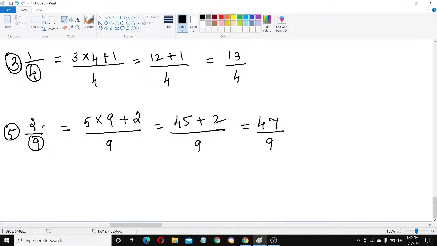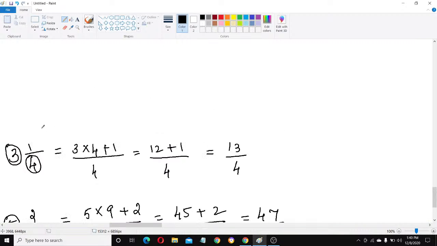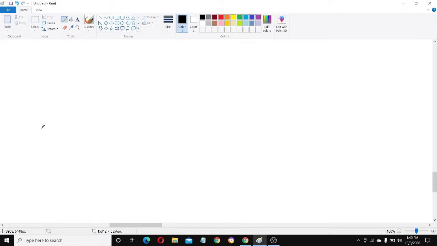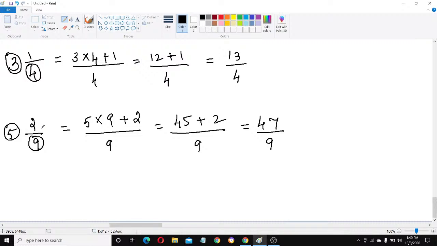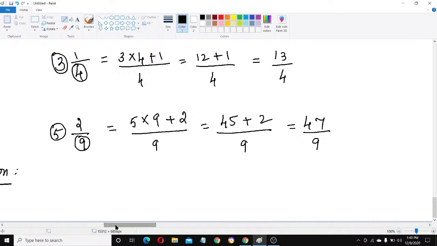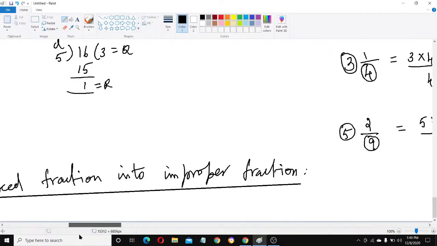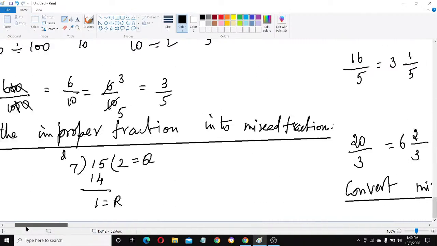So today in this class you learned what a fraction is. When we divide a full figure into equal parts, we get a fraction. So what is a fraction? A fraction is part of a whole.